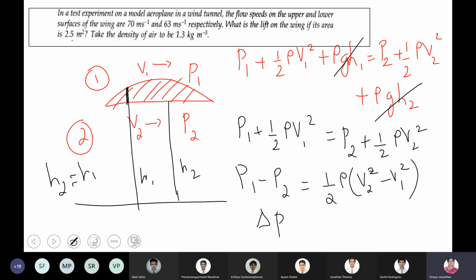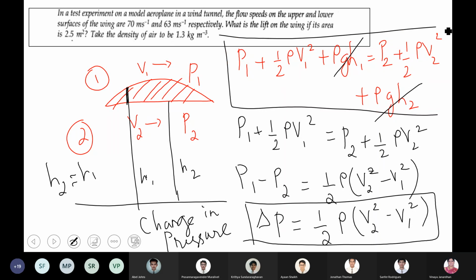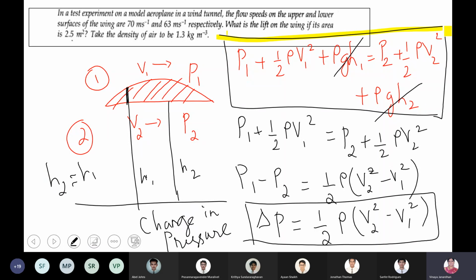You calculate the change in pressure. Don't substitute the values, just write the change in pressure. Have a rough diagram and do it, boys. This is your Bernoulli's theorem. This is the mathematical form, the mathematical formula of your Bernoulli's theorem.